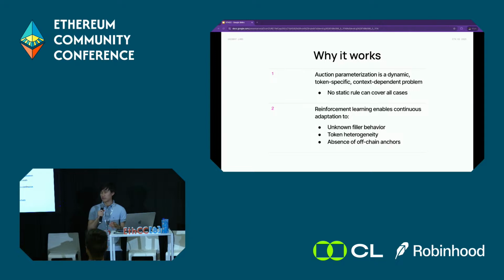And why is reinforcement learning the right tool? Well, first, auction parameterization is inherently dynamic. It's token-specific, chain-specific, and there's no one-size-fits-all formula for it. And second, market conditions are always changing, so reinforcement learning will allow us to adapt to unknown filler strategies, tokens having different liquidity and volatility, and also it's still going to work in the absence of off-chain anchors like a CEX price feed.